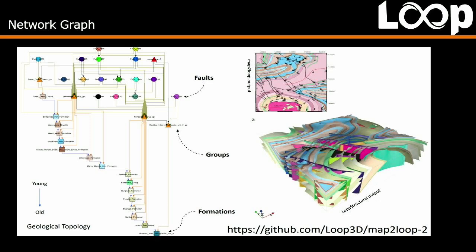Some of the advantages of this algorithm is it will generate for you what we call a network graph. The network graph basically gives you the relation between the formations, the groups, and the faults. And this is stacked in a temporal way, so that we know the oldest event during creation started below, and then they stack from the youngest toward the oldest generation.